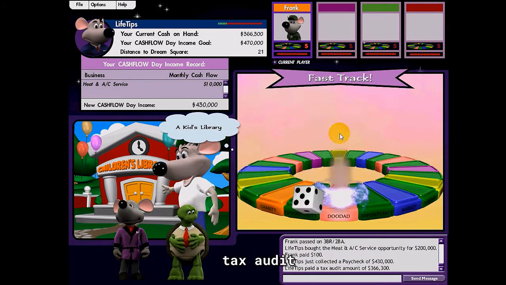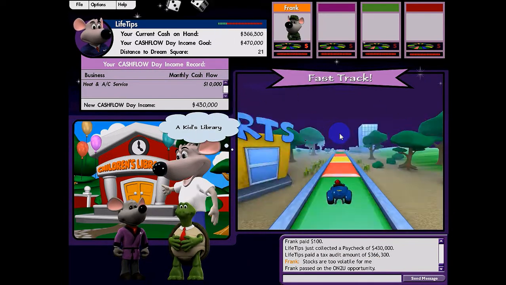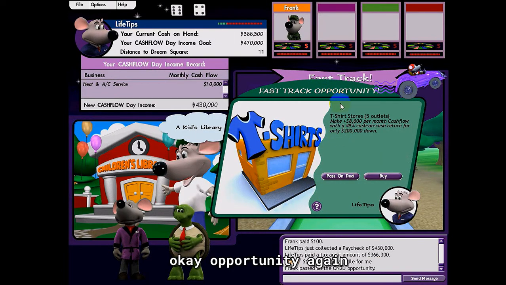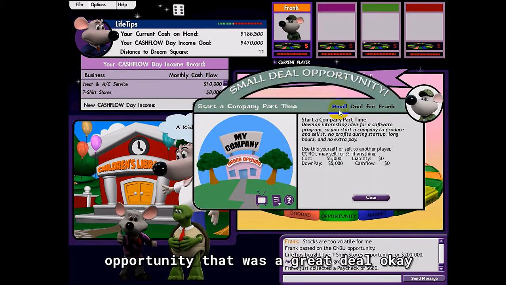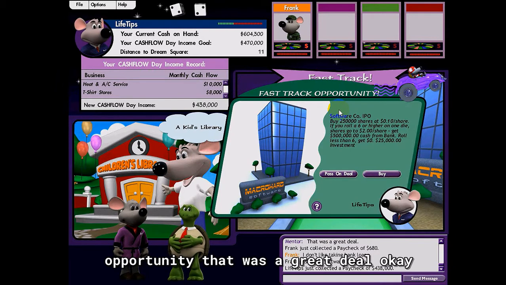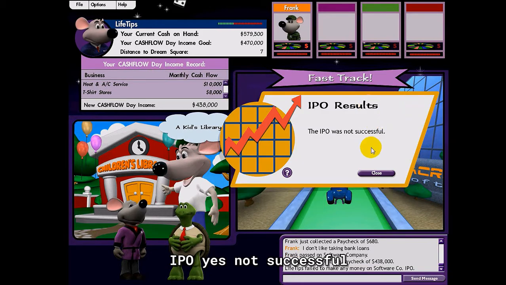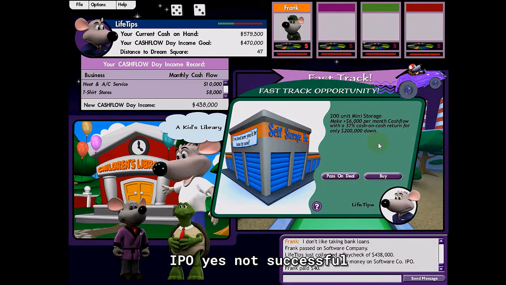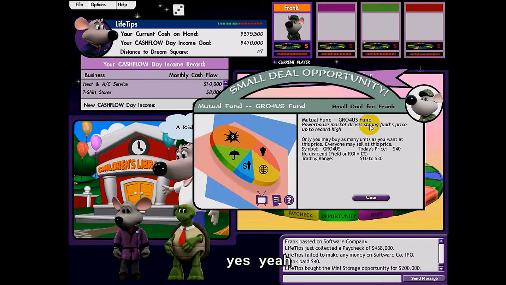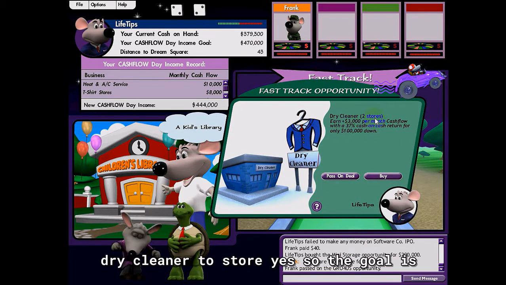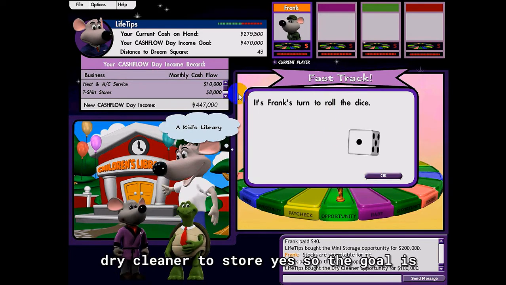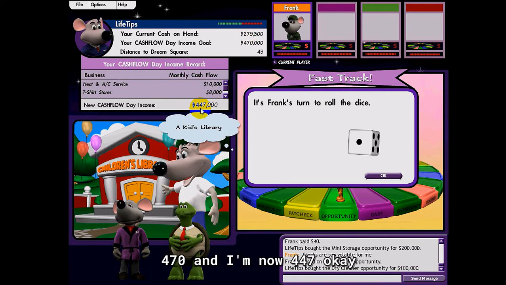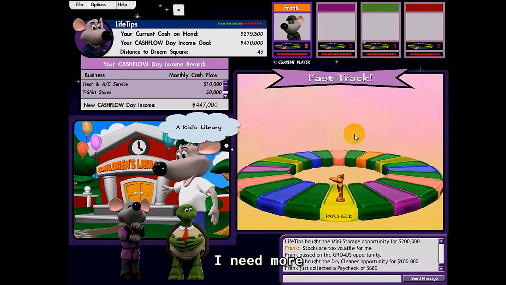Tax audit. Okay, opportunity again. Buy opportunity. That was a great deal. Okay, IPO. Yes, not successful. Okay, first truck again. Yes. Yeah, dry cleaner store. Yes. So the goal is 470 and I'm now 447. Okay, I need more.